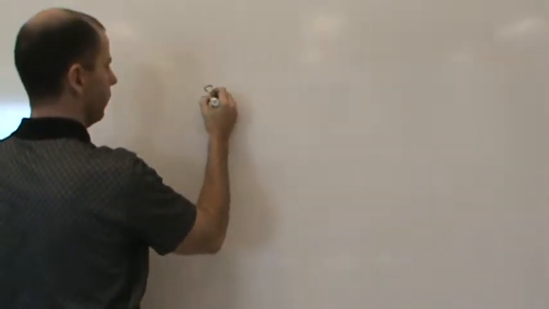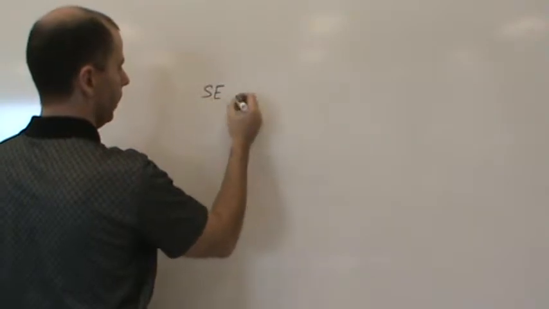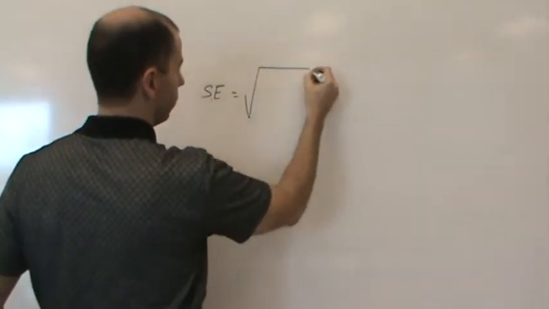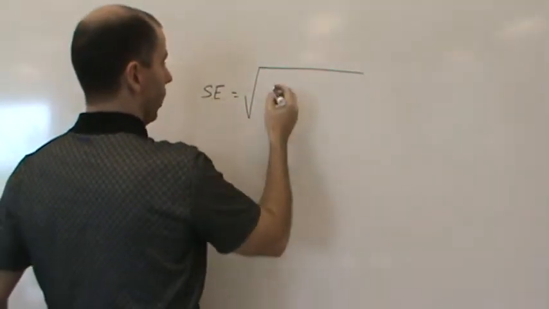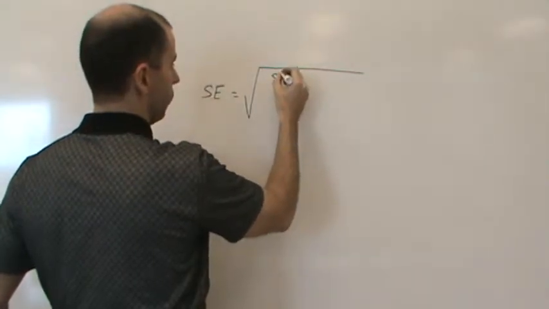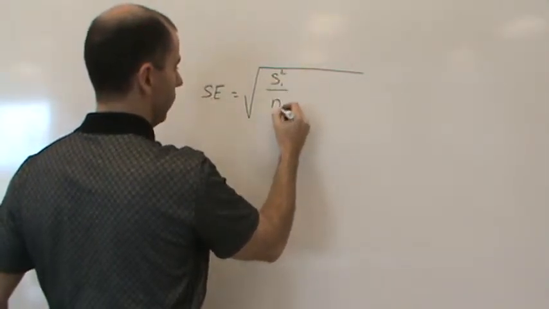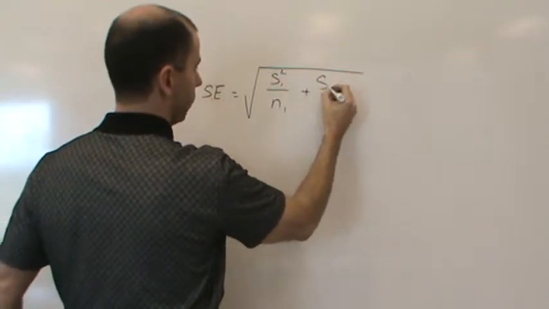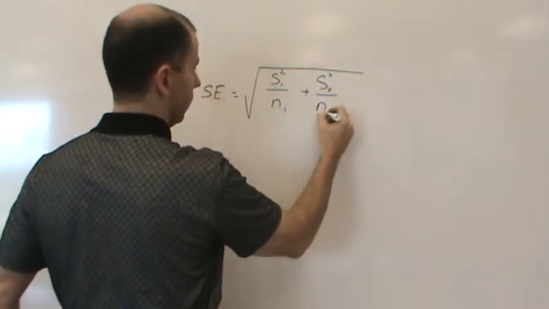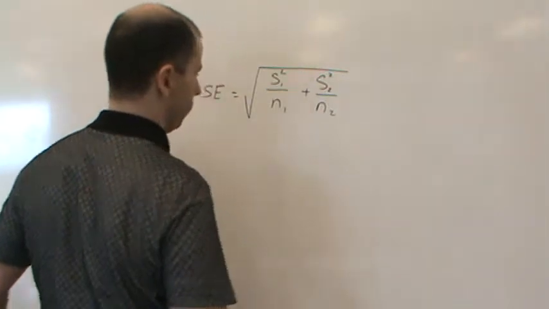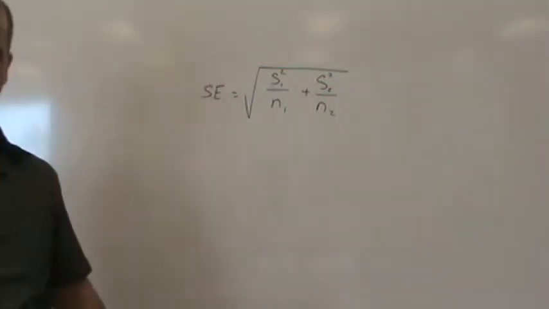So let me show you what I mean by the pooled variance, and I'm going to use the standard error that we showed last time. So remember, the standard error was this calculation here: S1 squared over N1 plus S2 squared over N2. And we called this the standard error.